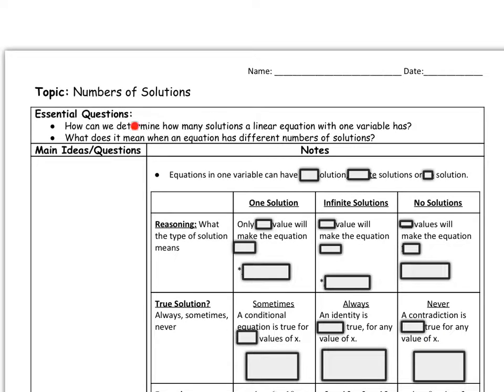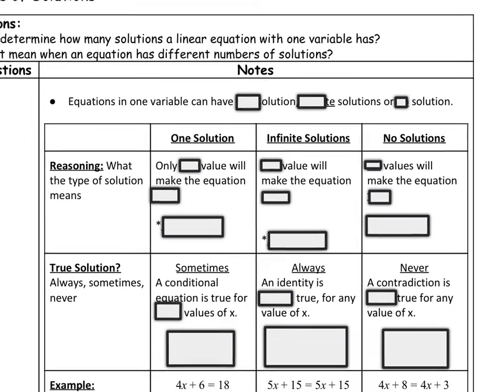All right, everyone. Today's topic is numbers of solutions. Our questions to think about: how can we determine how many solutions a linear equation with one variable has? And what does it mean when an equation has different numbers of solutions? Let's get to our notes section.